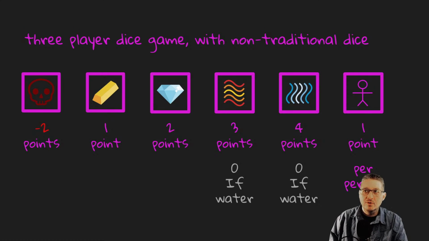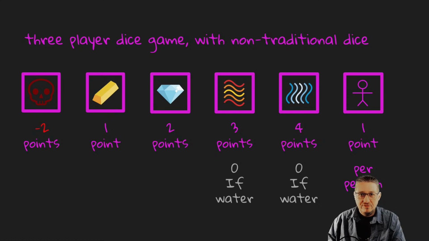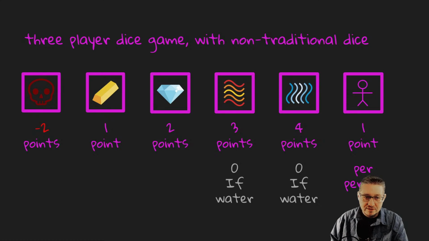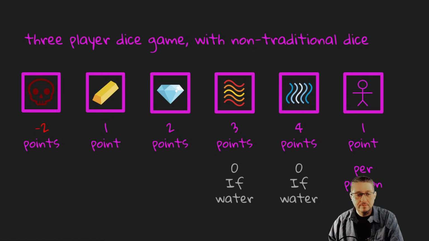So this sort of meta scoring is fire and water cancel each other out. So if you have fire and water, their point values both turn into 0. People are a little different in that each individual person is worth the sum total of the number of people on your board. So let's say you get what's actually a fairly lucky roll and you've got 5 people out of your 6 dice. Each individual person is worth 5 points, and the 5 people on your board now total 25 points.